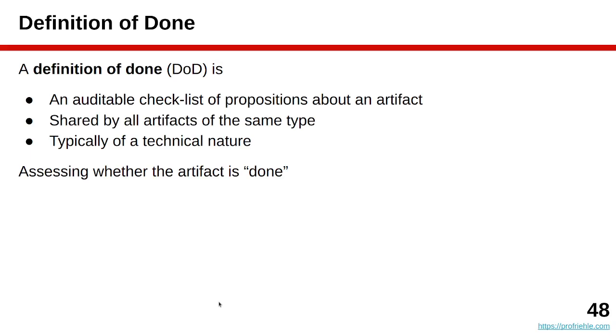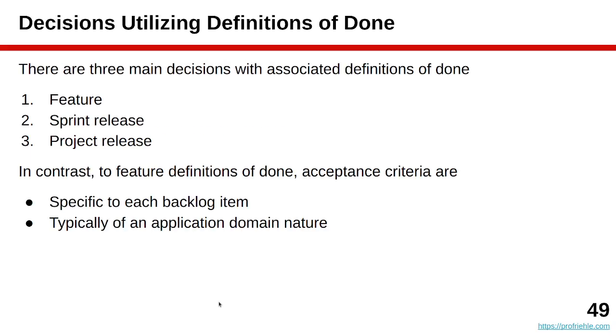A definition of done is an auditable checklist of propositions about an artifact. But unlike acceptance criteria, it's shared by all the artifacts of the same type. Meaning, if it's a product backlog item, then the definition of done for product backlog item is the same for all product backlog items, unlike acceptance criteria, which are specific to each item. Hence, it's not related to the functionality itself, to the business, the application domain. It's usually of an engineering nature. Are there enough tests? Is the quality high enough? Etc. And it serves to test whether the work has been done from an engineering perspective.